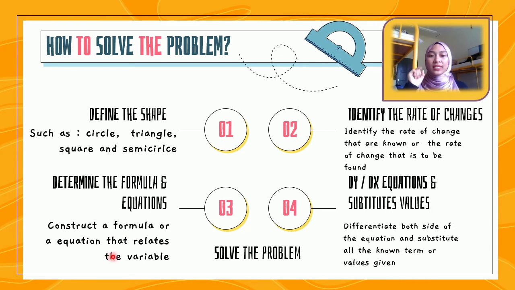Third, we must determine the formula and equation. We must construct a formula or equation that relates the variables in the question. Lastly, we must define the dy/dx equation and substitute the values. Differentiate both sides of the equation and substitute all the known terms or values given. And then we get the solution.